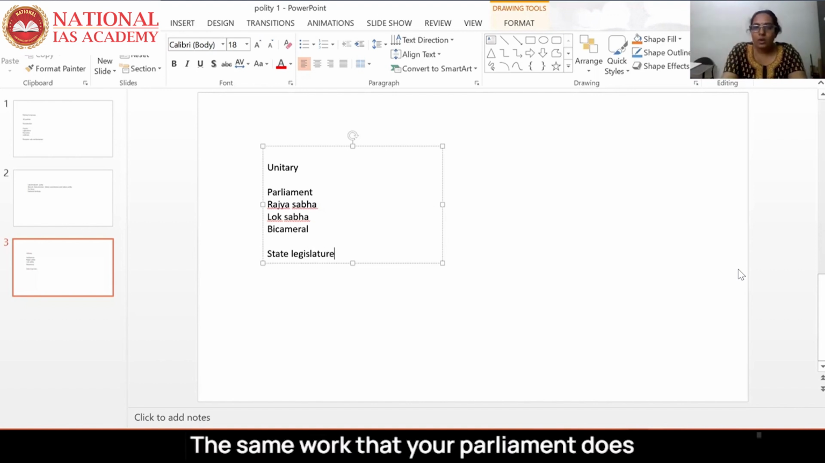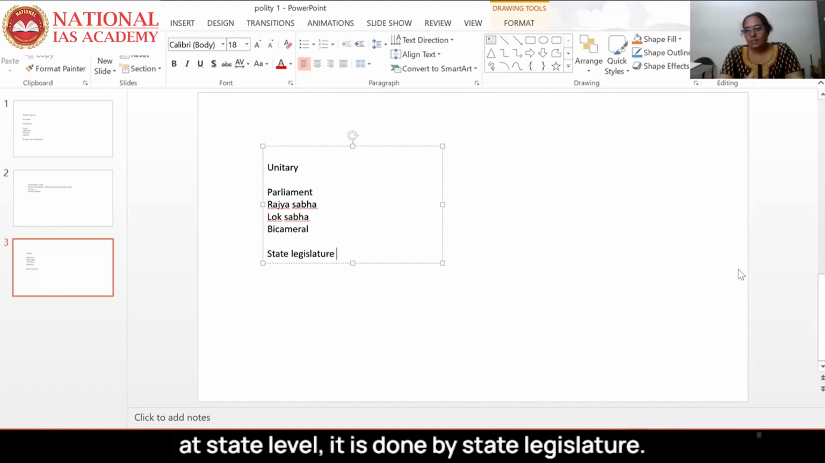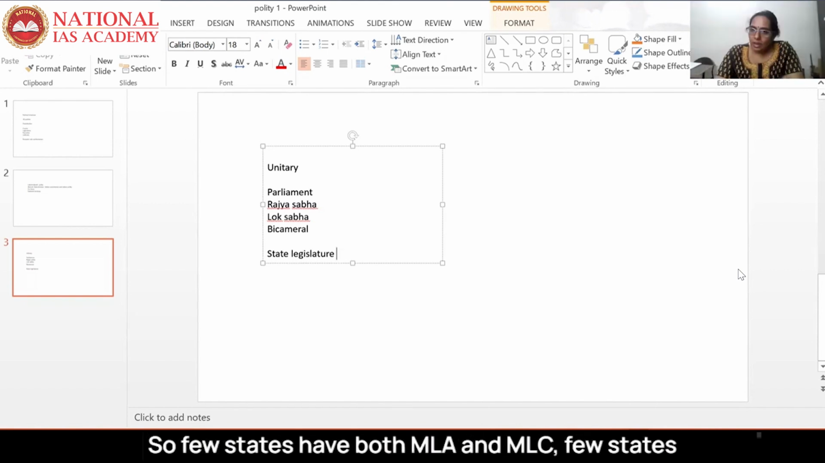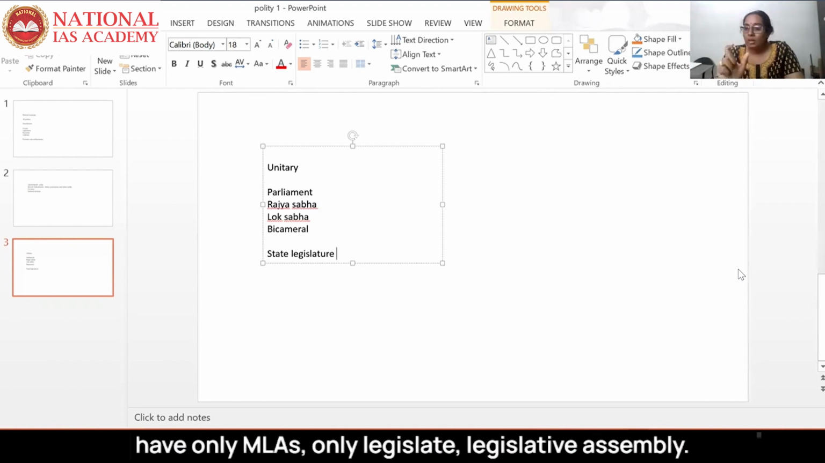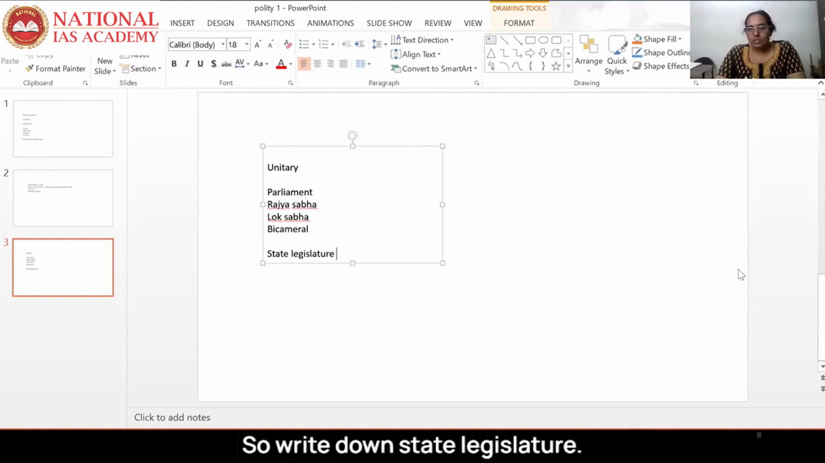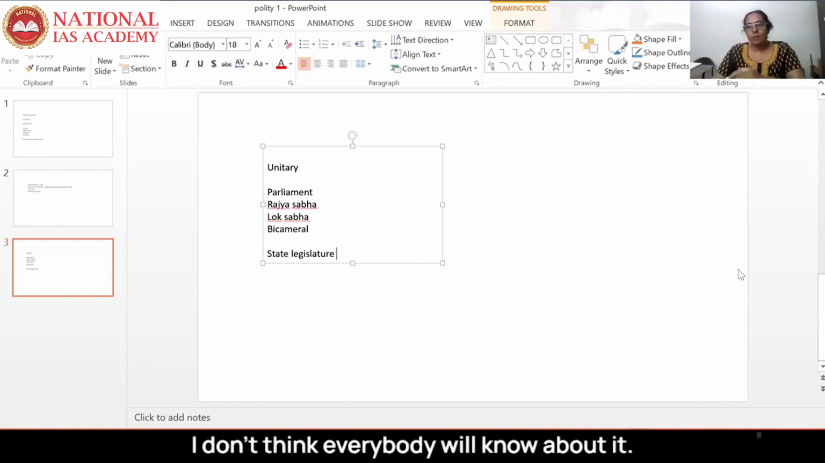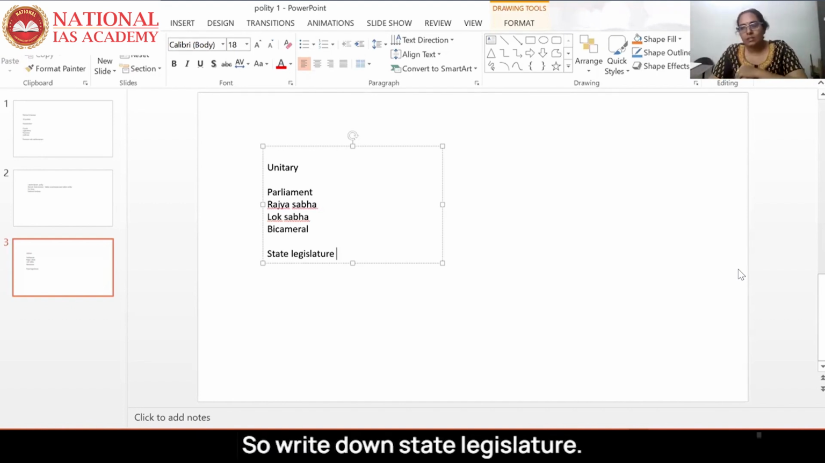The same work that your parliament does at the national level is done by the state legislature at the state level. A few states have both MLAs and MLCs, and a few states have only MLAs, only a legislative assembly. Okay, so write down state legislature. I don't think everybody will know about it, so write down state legislature.